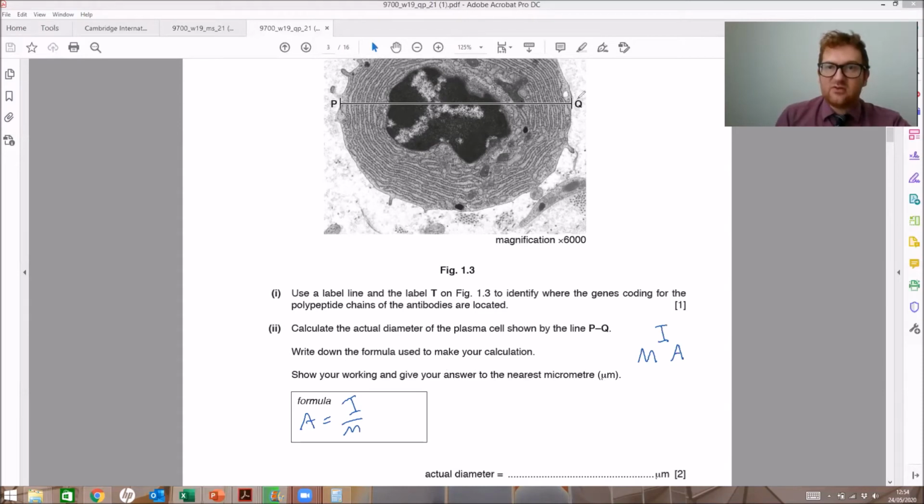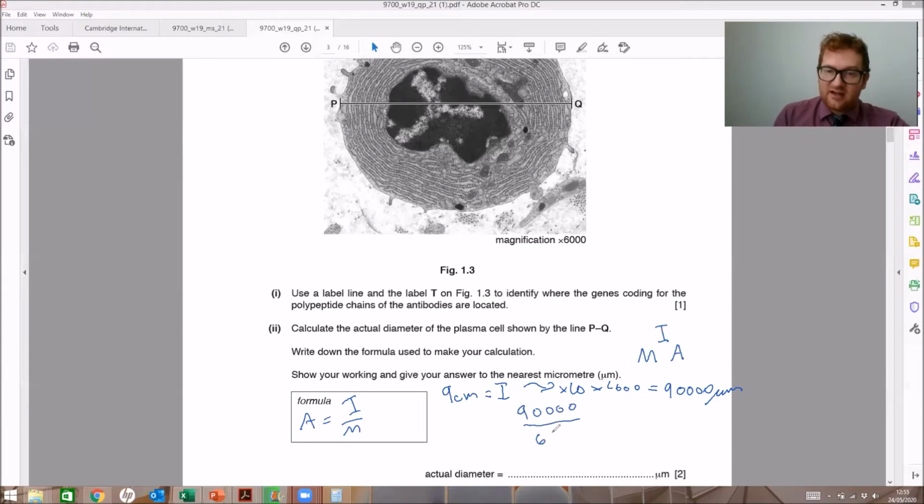So what you'd do is you'd use a ruler, measure from P to Q. This length is roughly around 9 centimeters, which equals I. But before you do this equation, what you should do is convert it into micrometers. So first convert it into millimeters by timesing by 10, and then times it by 1,000 to give 90,000 micrometers.